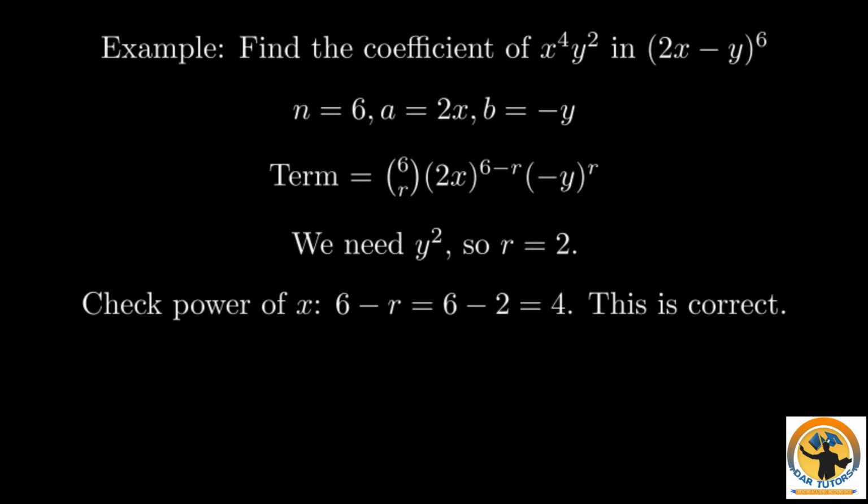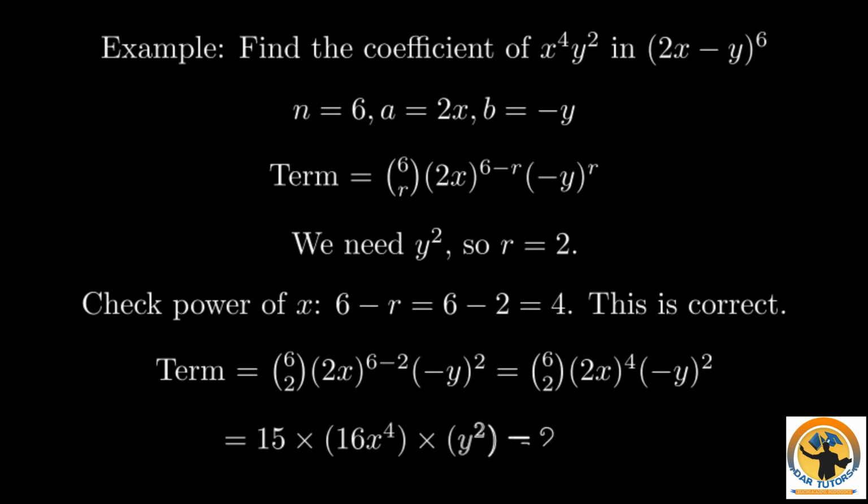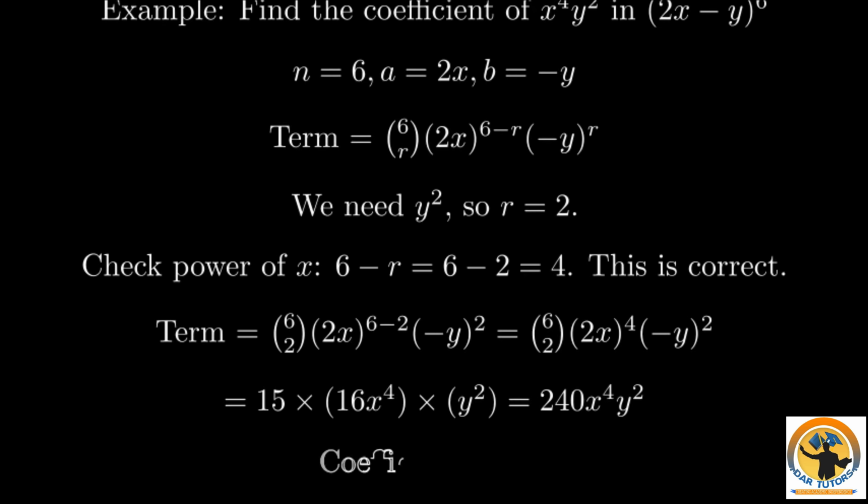Now we can write out the term by plugging in r equals 2. The term is 6 choose 2 times (2x) to the power of 4 times (-y) squared. Let's simplify this expression. 6 choose 2 is 15. (2x) to the power of 4 is 16x to the 4th. And (-y) squared is positive y squared. So we have 15 times 16 x to the 4th times y squared. Multiplying the numbers, we get 240x to the 4th y squared. The question asks for the coefficient, which is the numerical part of the term. Therefore, the coefficient of x to the 4th y squared is 240.